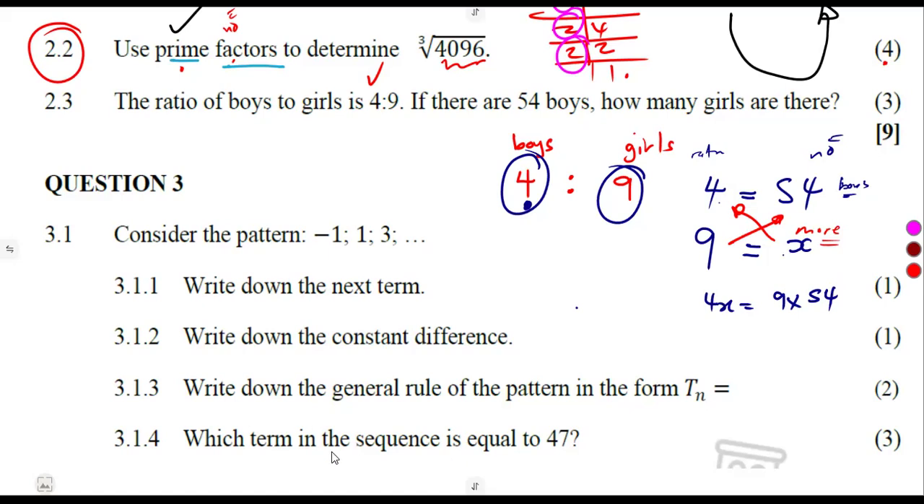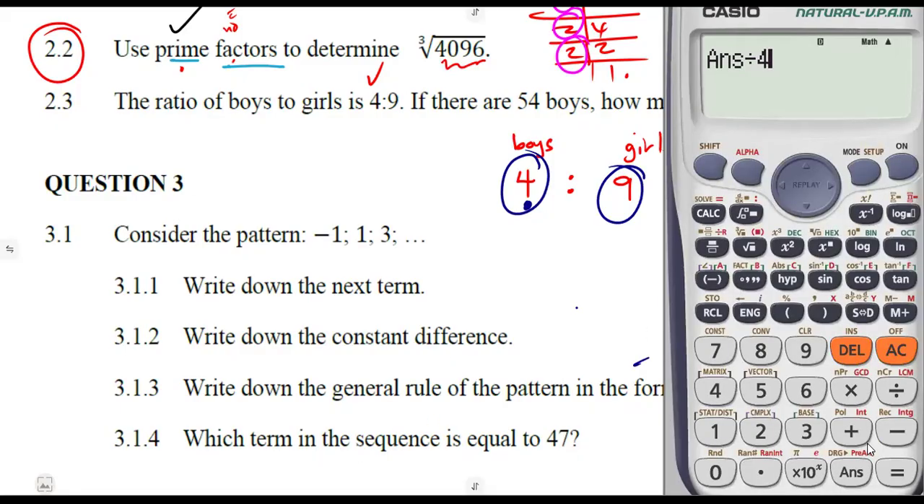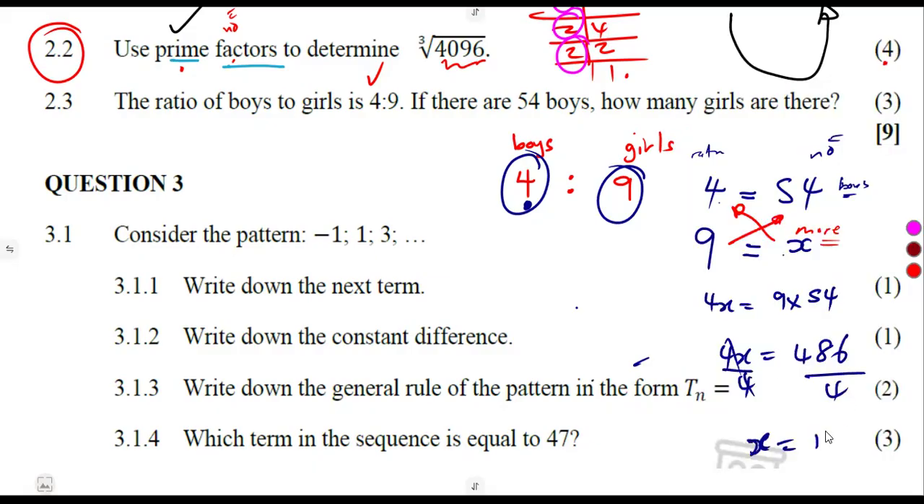So 4x is equal to 486. Remember your equation: you divide by 4 to have the value of x. This is not going to make sense, but let's just divide by 4 and see. We're going to get a decimal, 121.5, which is not proper. We cannot say we've got 121.5 girls. If you're dealing with the number of people, we must be dealing with whole numbers.